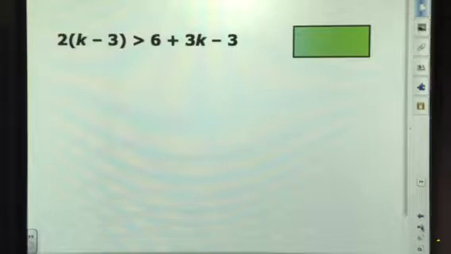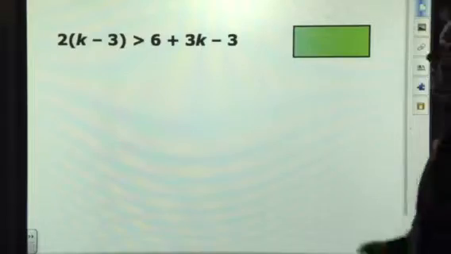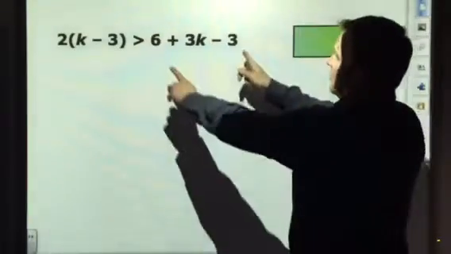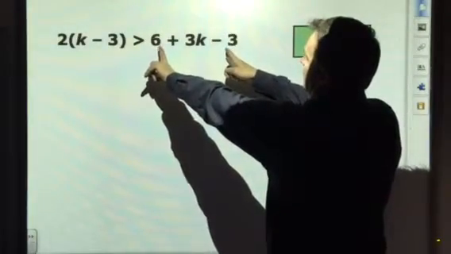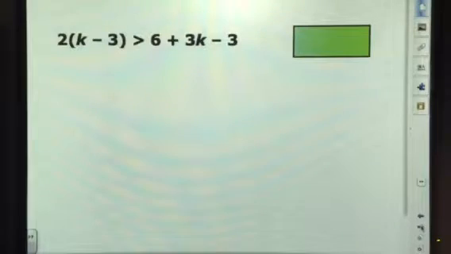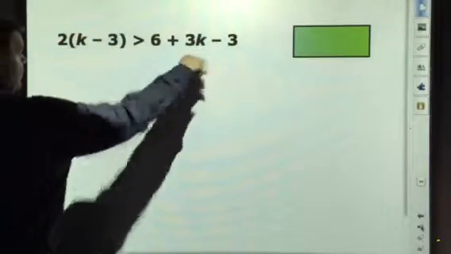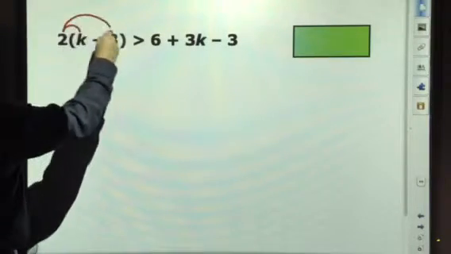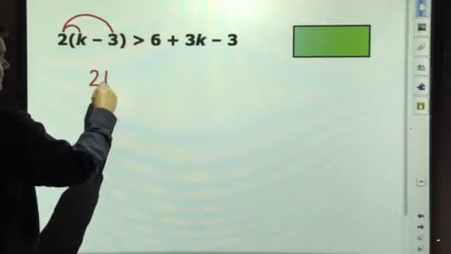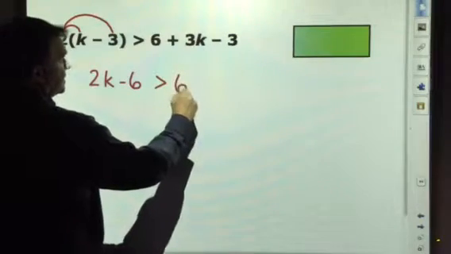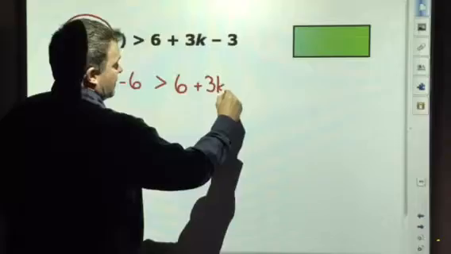Okay, looking ahead, I want you to just take a look at the question and then figure out what are the steps that are going to be involved? One thing that I see is that here I'm going to have to use the distributive property. On the right-hand side, I see that I have 2 things that can be simplified before I do a lot of other work. So let's use the distributive property and take care of combining those like terms. Okay, multiply both of those. I have 2k minus 6 is less than 6 plus 3k minus 3.